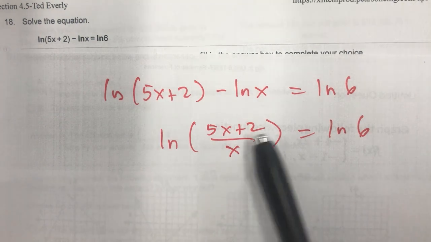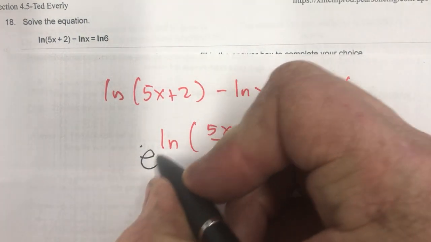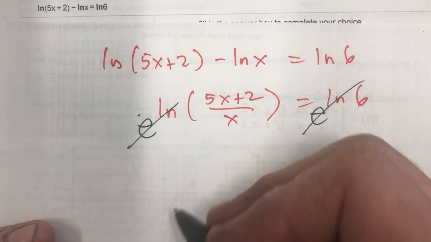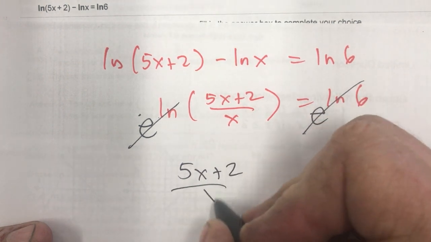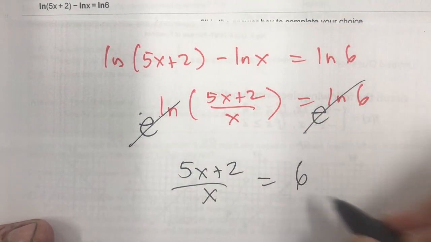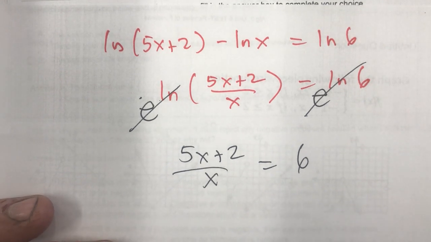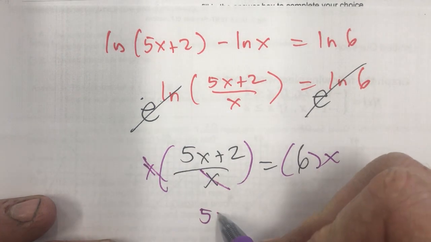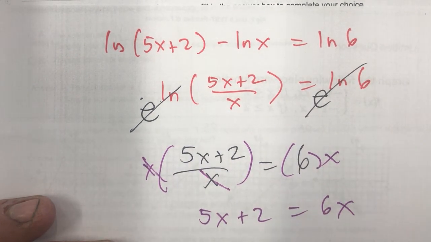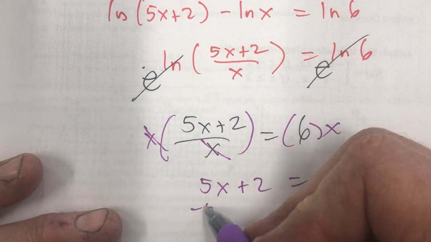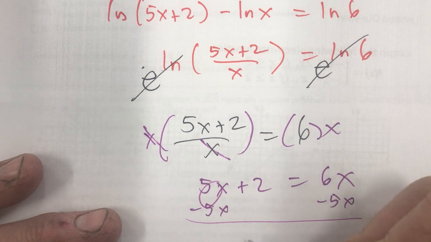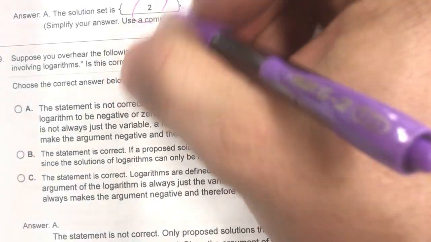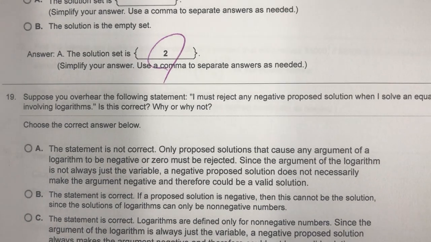And now I got natural log of this equals natural log of that. So I can just do e to this power equals e to that power, and they'll cancel on both sides. So basically 5x plus 2 divided by x equals just that 6 over there. Then I can multiply both sides by x to get rid of this down here and have 5x plus 2 equals 6x. And then I'll minus 5x. And there you go, x equals 2. And we're good, we got every one of them right so far.